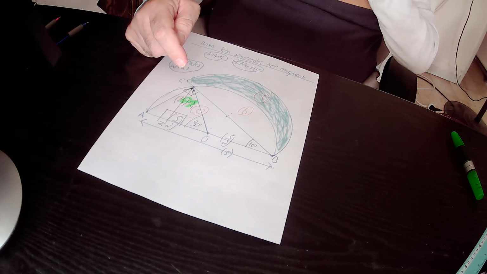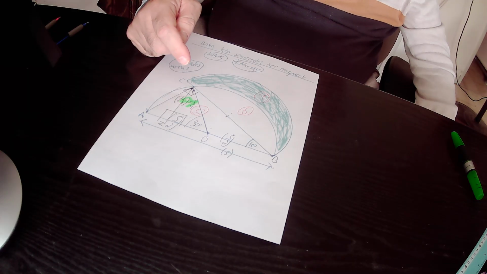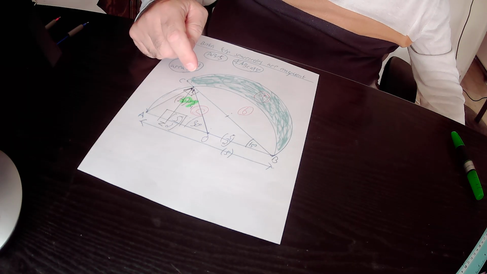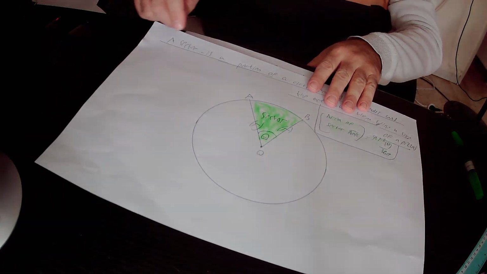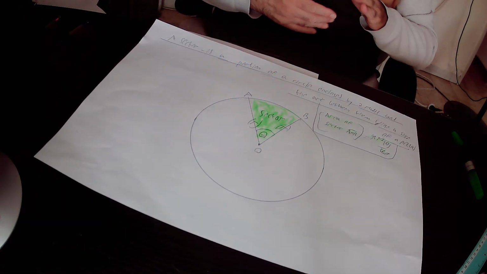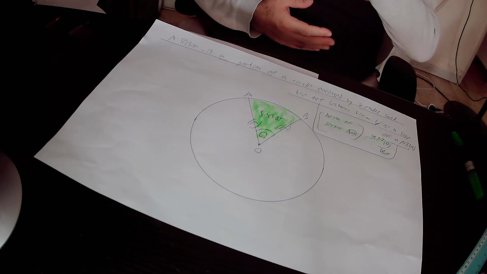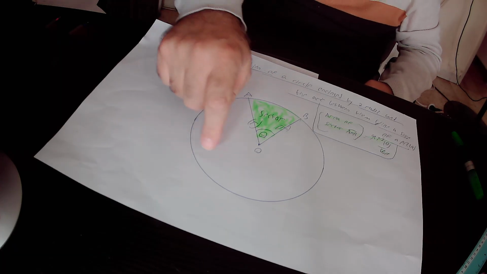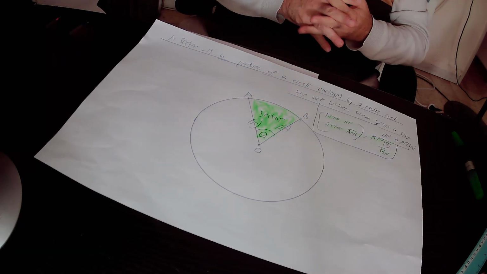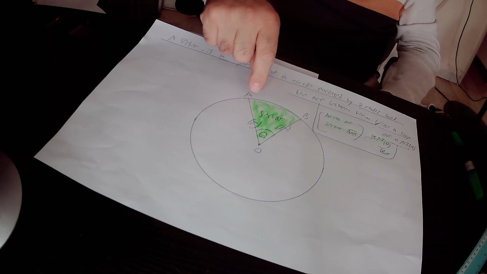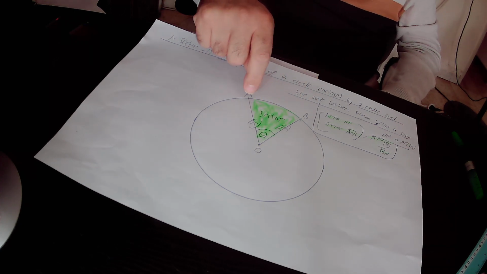Okay, so what is a sector? A sector is a portion of a circle. The green shape A or B is a sector. It is like a slice of a pizza. So it is a portion of a circle enclosed by two radii and an arc between them. The two radii also define the legs of the sector.